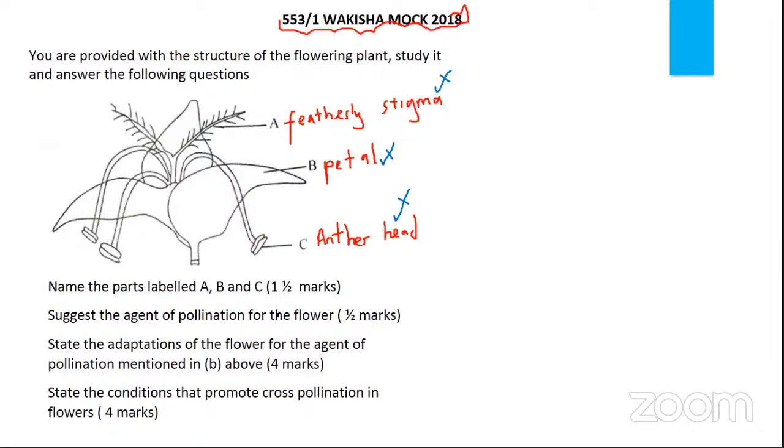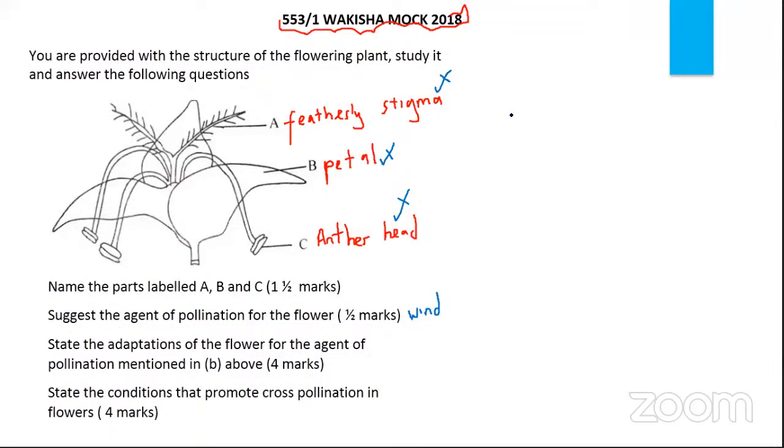Suggest the agent of pollination for the flower. Yes, Cravens. Wind. Okay, thank you very much. The agent is wind. And then here in the chat box, Elijah says wind.